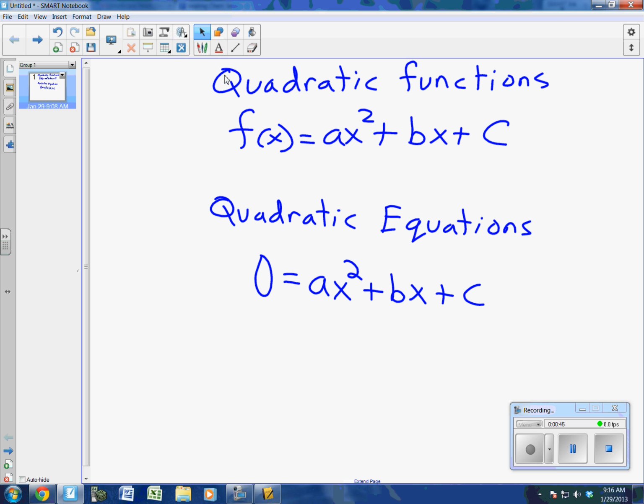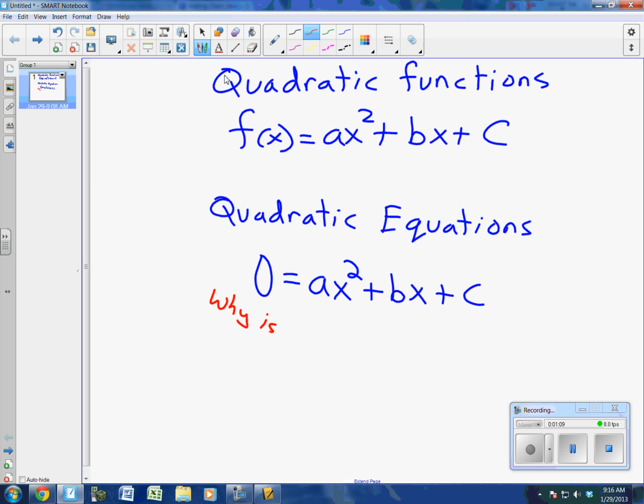What is the difference between these two? One of them is equal to 0. Which one's equal to 0? Okay. I would write that down. The difference between these two is that a quadratic equation is set equal to 0. Why? Because we want to find the zeros.